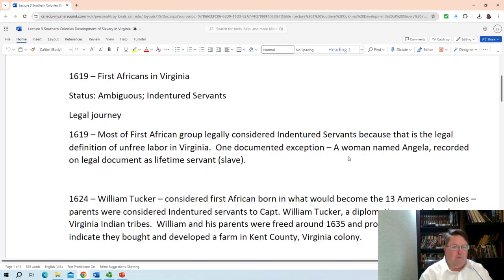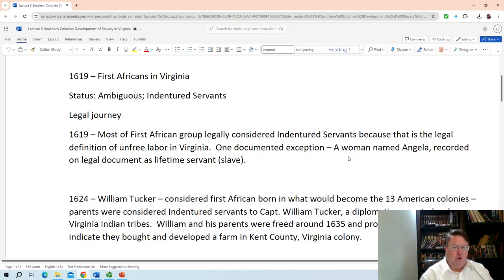maybe the second most famous date in American history, behind 1776, perhaps. The first Africans in Virginia, in Jamestown, Virginia. It's a popular date, I guess, for U.S. history. And what we want to do is study the development of these first Africans in the American colonies, in colonial Virginia, and then trace the legal journey from indentured servitude to lifetime servitude, which would be slavery.